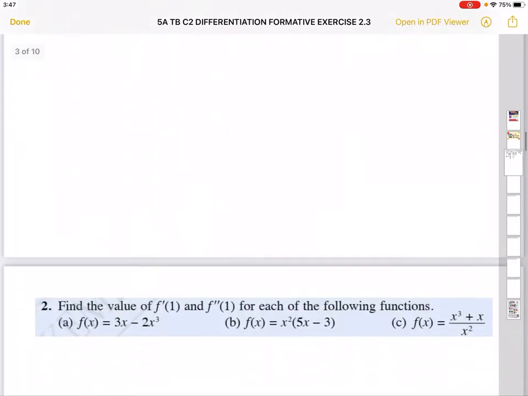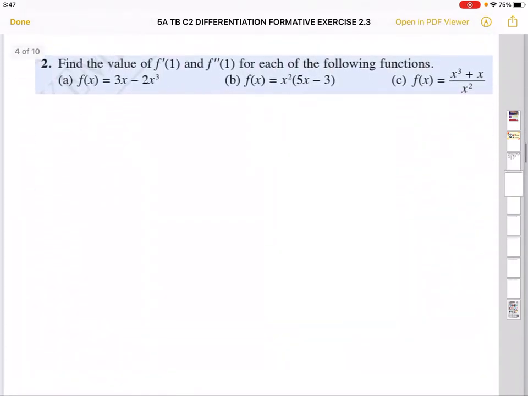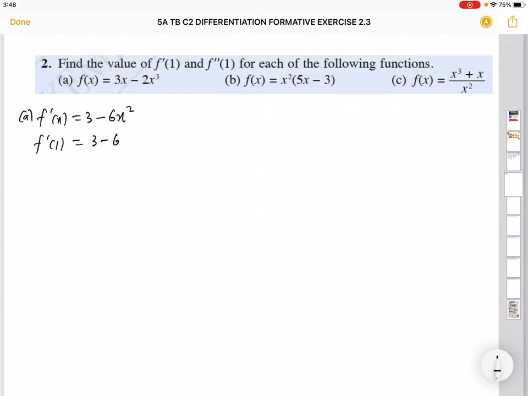Okay, moving on to question number 2. Here we have to find f prime 1 and f double prime 1 for the following function. For the first part, when I differentiate 3x, I get 3. Differentiate negative 2x cubed, I get negative 6x squared. Let us put 1 inside, you get 3 minus 6, because 1 squared is still 1. So I can just write 3 minus 6, which is negative 3.